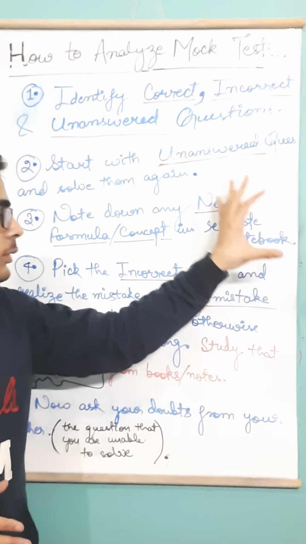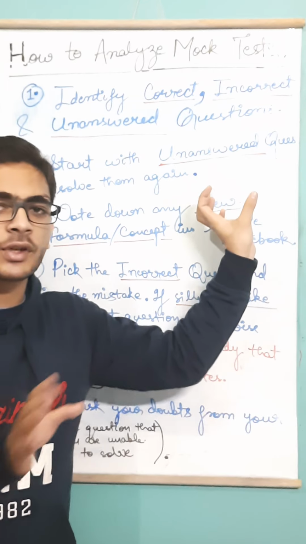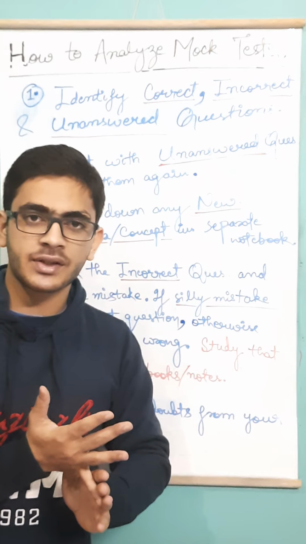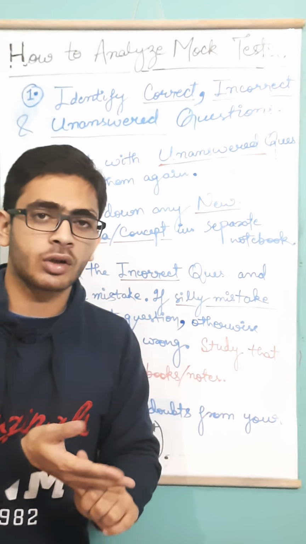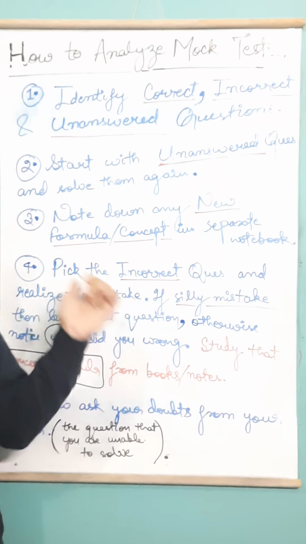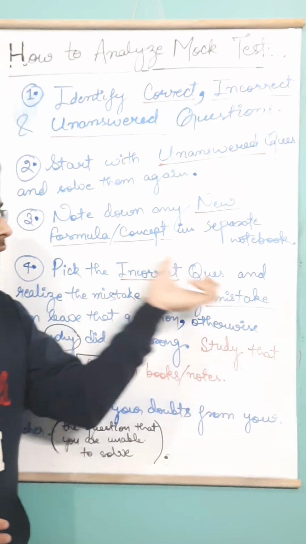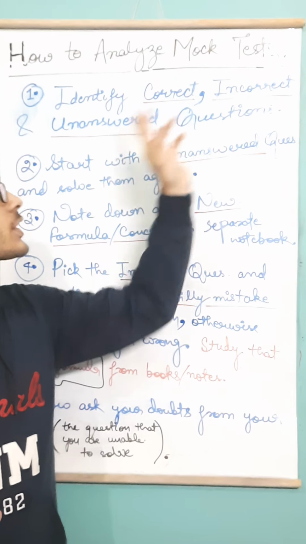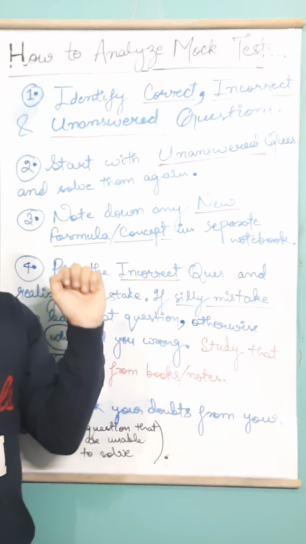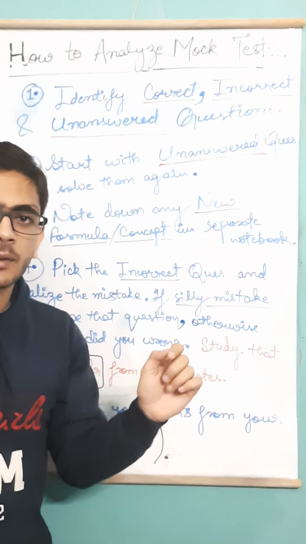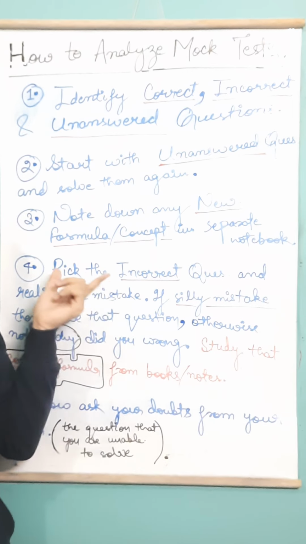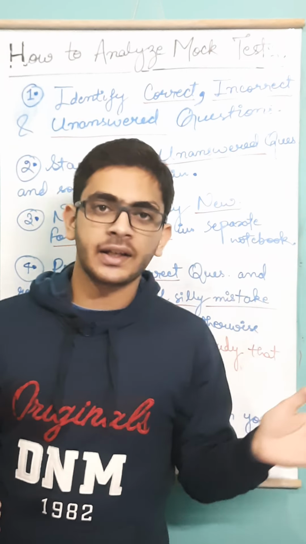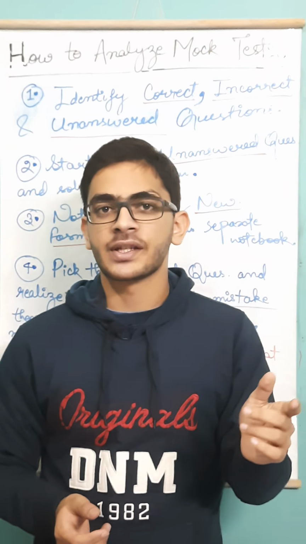Now, after noting down the new formulas and concepts of the unanswered questions, you have attempted almost all of the unanswered questions: the ones in which you had a time constraint, and the ones in which a new formula or concept was involved. Then the fourth point, pick the incorrect questions. See, correct ones you already know, you have done them correctly. Incorrect and unanswered questions are the ones that will help you improve your marks in the real JEE Mains attempt. So pick the incorrect questions and realize where you have made the mistake.